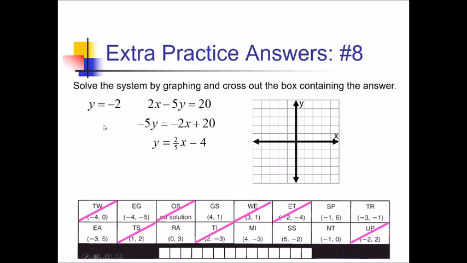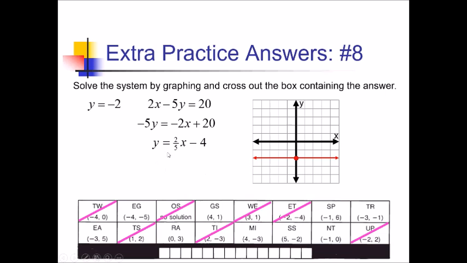So going back to my first equation, if you just have y equals a number, this is a horizontal line through -2. So to graph this, I just have to put a dot on -2 on the y-axis and just draw a horizontal line through that. And again, the reasoning on these is no matter what I plug in for x, the y value is always -2. So we want every spot where we have a y value of -2.